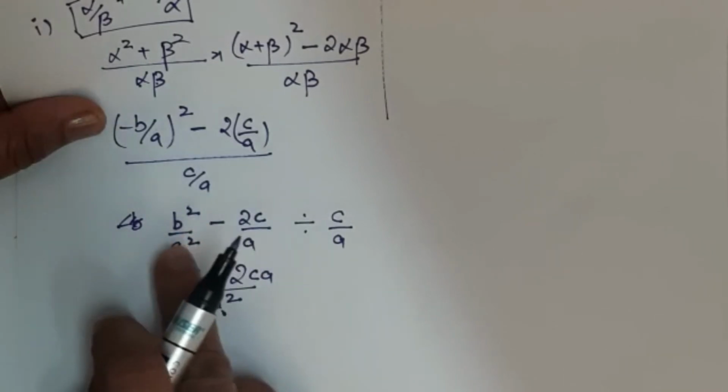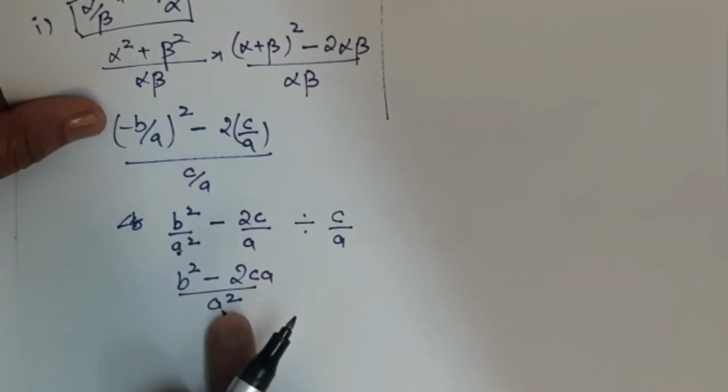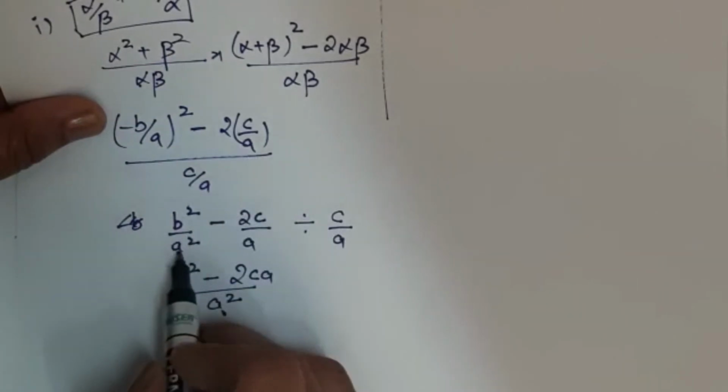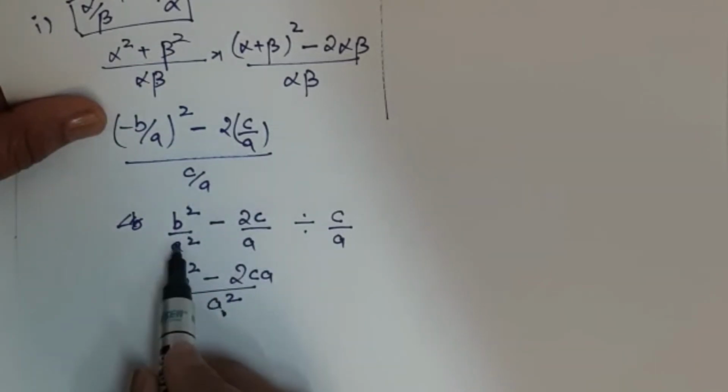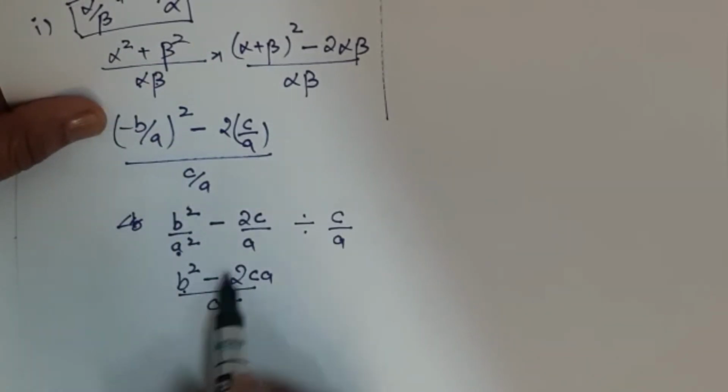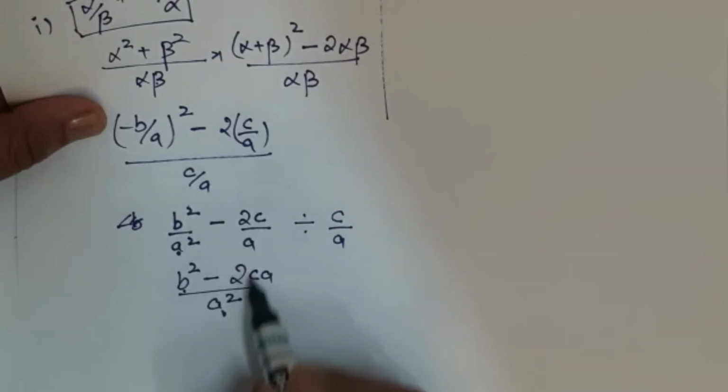Suppose here is 4, here is 2. So the LCM comes out to be 4, right? Similarly, here a is a², so it remains b² minus, here one a is required, so 2ca.